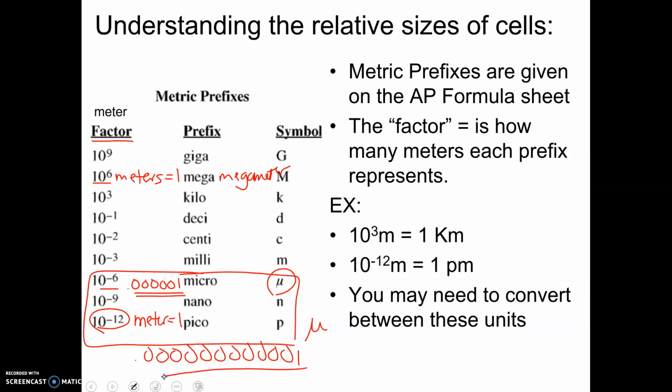But what if they asked you to convert from picometers to micrometers? I don't necessarily, from this chart, have a conversion factor that just says how many picometers is a micrometer, or how many micrometers is a picometer. And so if you were going to solve this using dimensional analysis, you really don't have a direct conversion. But I will show you that you could still do it, but you'd have to convert to meters first. So let me show you dimensional analysis first.